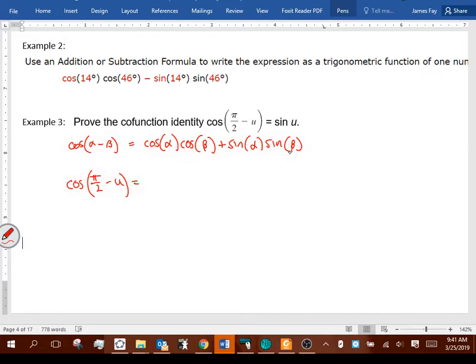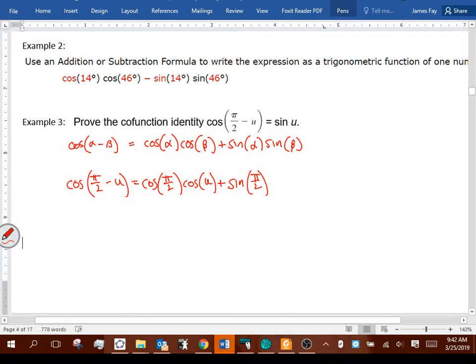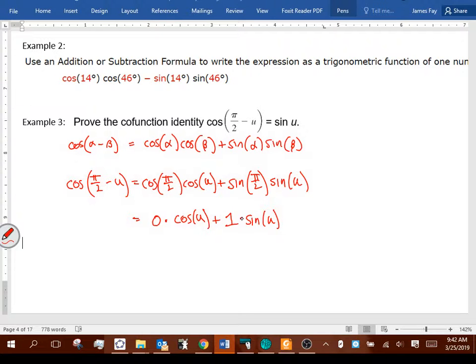Well, that means all I've got to do is take this rule. Wherever I see an alpha, I replace it with pi over 2, right? Wherever I see beta, I'm going to replace it with u. So this becomes cosine of pi over 2 times cosine u, plus sine of pi over 2 times sine of u. All right. Now evaluate, because now you've got some substitutions that can be made, right? Do you know the cosine of pi over 2? What's the cosine of pi over 2? 0. I don't know cosine of u because I don't know what u is, right? What's the sine of pi over 2? 1. But I don't know what sine of u is because I don't know what u is.